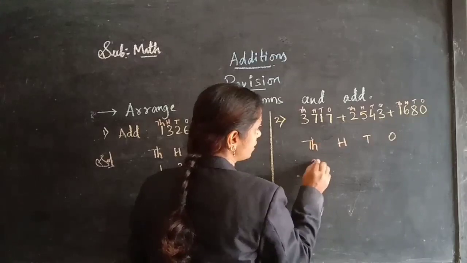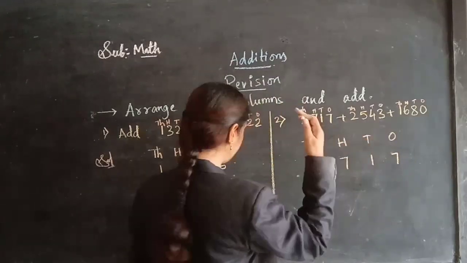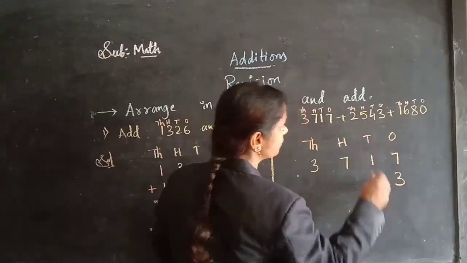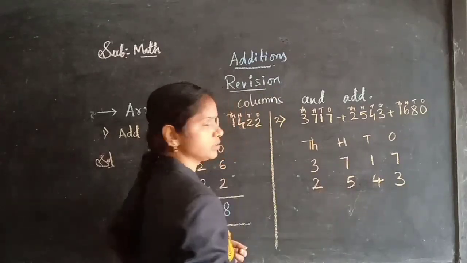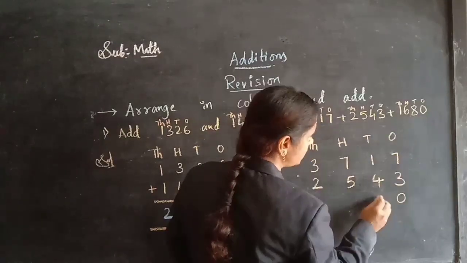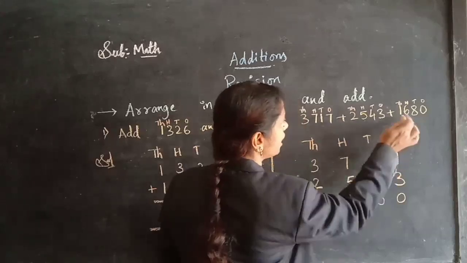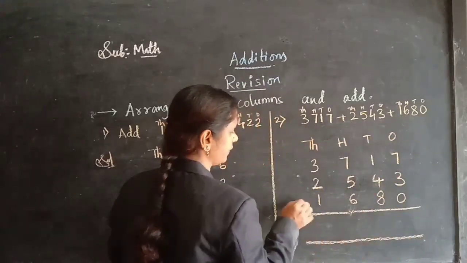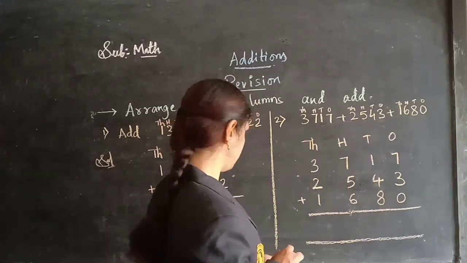The first number 3717 and second number I am writing from the ones place, children. So 3 in ones, 4 in tens and 5 in hundreds and 2 in thousands. Coming to this problem, 0 in ones, 8 in tens, 6 in hundreds, and 1 in thousands. Now, come on, let's add these numbers here.